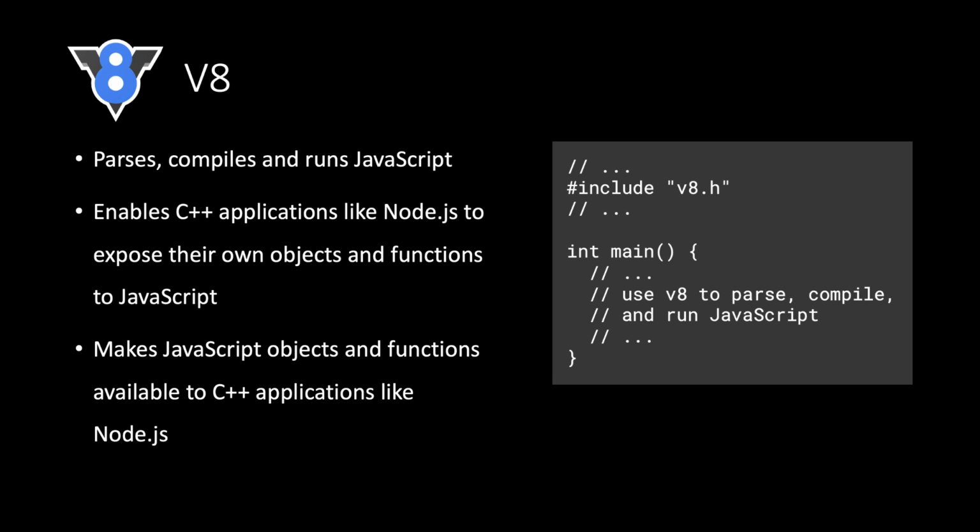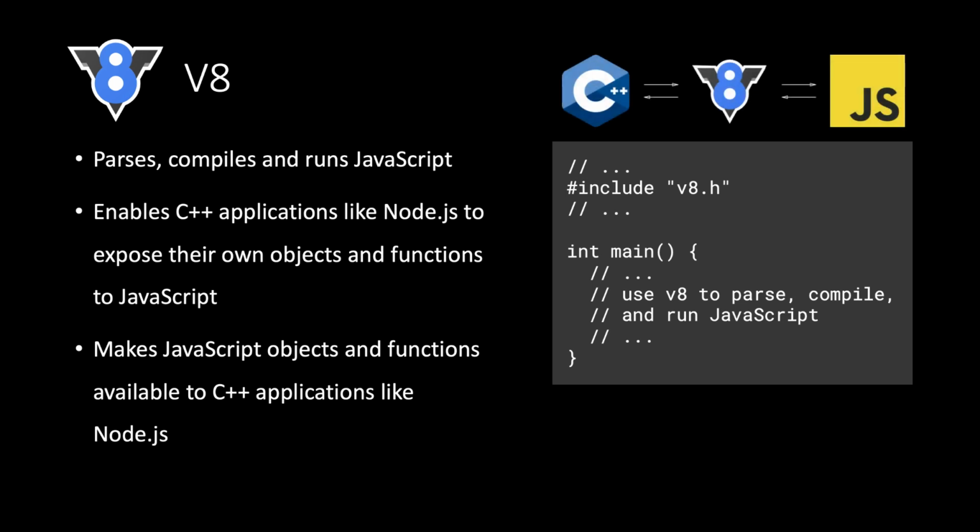So V8 parses, compiles and runs JavaScript. It enables C++ applications like Node.js to expose their own objects and functions to JavaScript, and it makes JavaScript objects and functions available to C++ applications like Node.js. V8 allows us to bind the JavaScript layer with the C++ layer.